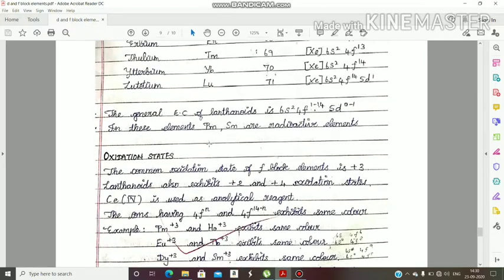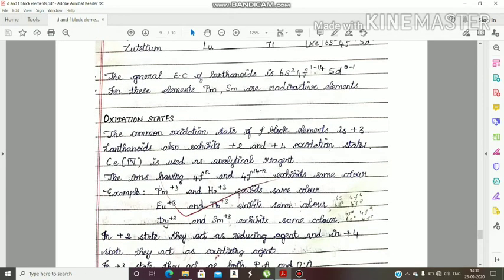By using this, you can write the electronic configuration. Then you get the same configuration in both cases. Same configuration means if 4f6 is here, in this case 4f14-6 becomes 4f8. That means 4f6 and 4f8 have the same color. That is the meaning. So Pm+3 and Ho+3, Eu+3 and Tb+3, Dy+3 and Sm+3, these exhibit the same color because they are having the same electronic configuration.